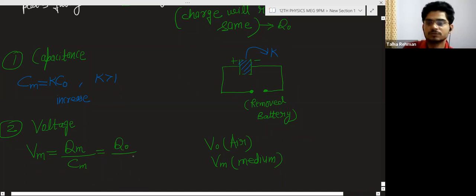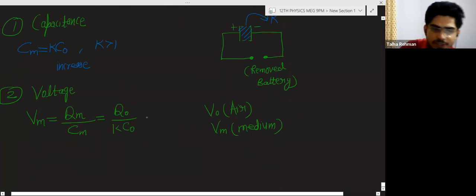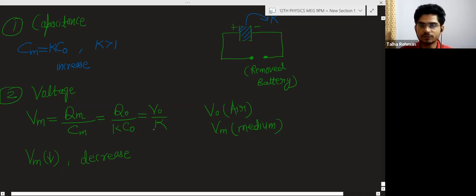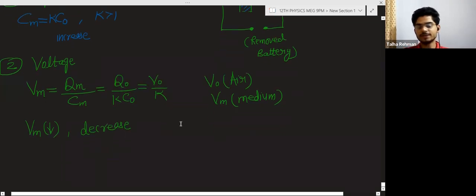Charge remains Q naught, and Cm is K times C naught. So Q naught by C naught is equal to V naught. So Vm equals V naught by K. Here K is greater than 1, which means Vm decreases, means voltage will decrease. Why is it decreasing? Because we are dividing V naught by K, which is greater than 1, so the overall value will be small, means the voltage will decrease.